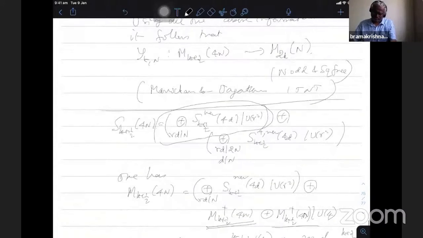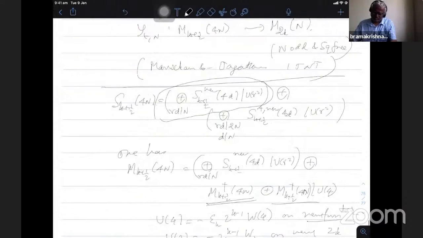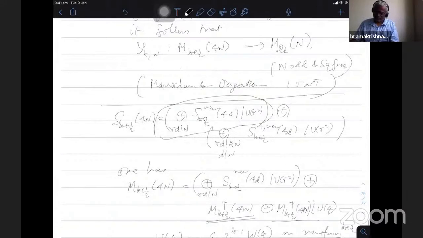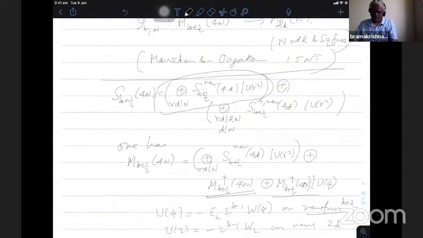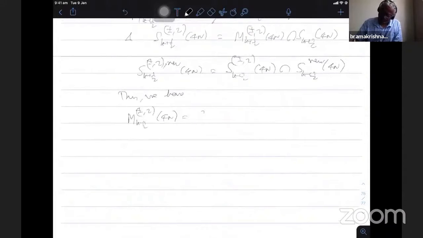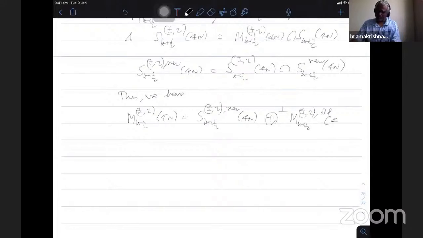Where is that M_{k+1/2} I wrote? M_{k+1/2}, yeah, here. What he is trying to do is take this M_{k+1/2} and write it as S_{k+1/2}^{±}(4N) new, direct sum, which is orthogonal, M_{k+1/2}^{±}(4N) old, because all other things are old forms, and together with the Eisenstein series everything belongs to the old class.